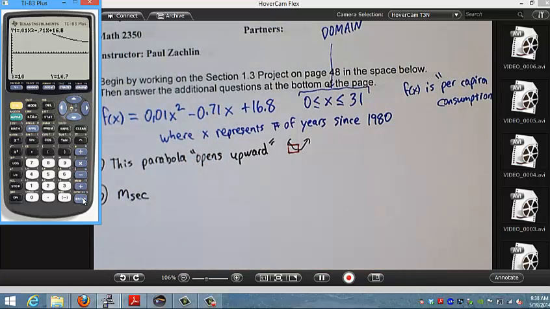So yeah, it tells you about the per capita consumption of whole milk in 1990. That's what it tells you.